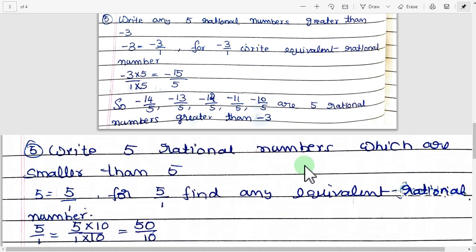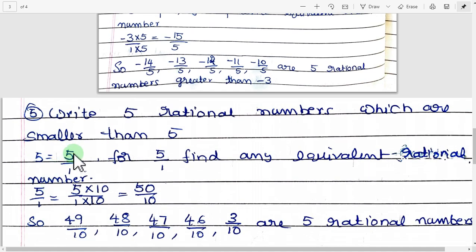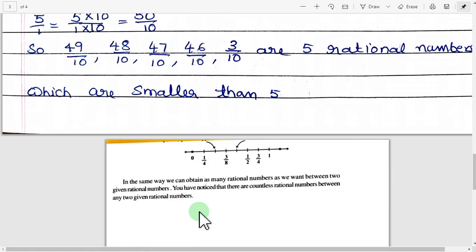Next, write 5 rational numbers which are smaller than 5. So first you write that in the rational number form, 5 by 1, and find equivalent fractions. See here I have multiplied by 10. You can multiply it by 5 also. So I got 50 by 10. Smaller means 49 by 10, 48 by 10. Denominators will be same, numerators are different.